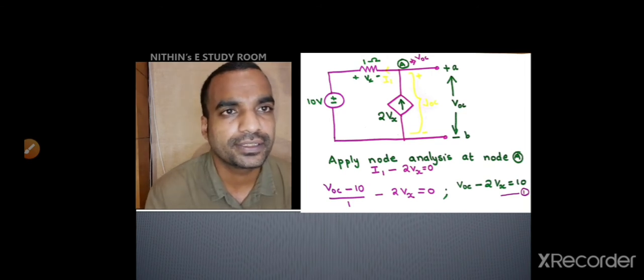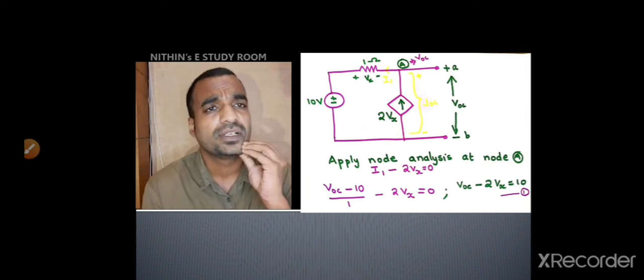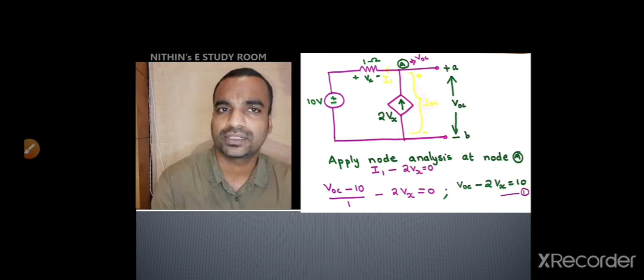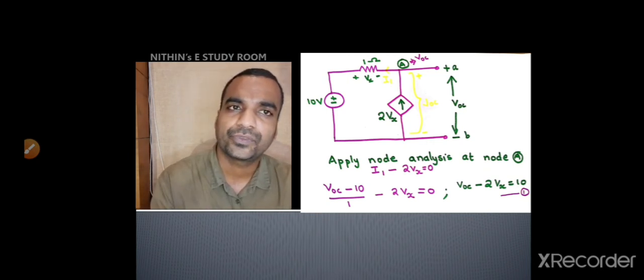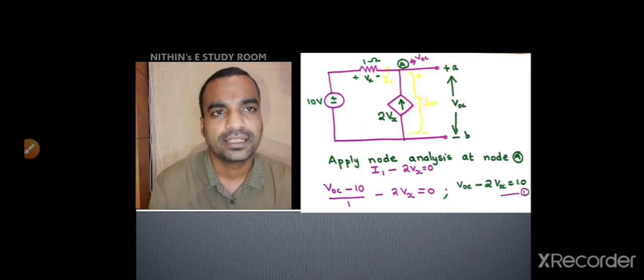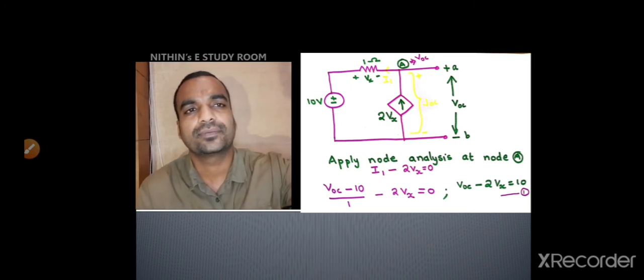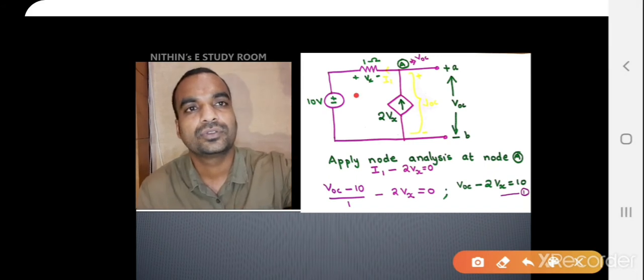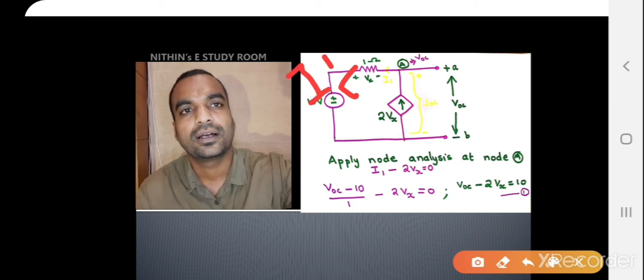Not towards, sorry, it is going away. Because while taking nodal analysis, we have to assume that all the currents are radiating towards outside from the node. That is the case. But here 2Vx is directly given, its direction is like that. Otherwise, we have to take all the currents as going towards outside. I will just mark here. So I1 will be like this.